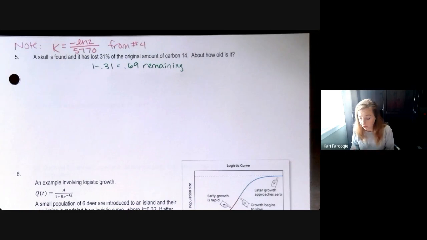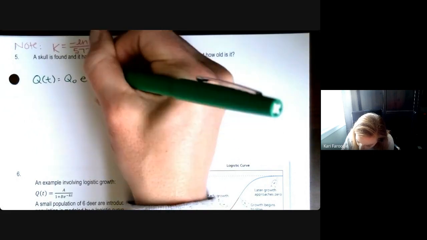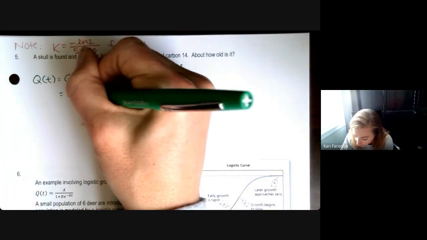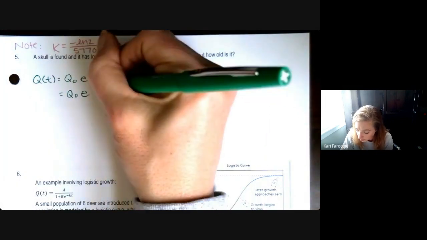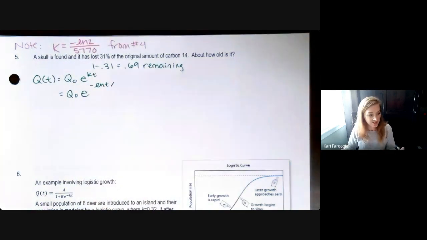Whatever the original amount was, we don't know. So let's go back to our original model and we'll fill in the pieces that we can find. We don't know the final amount. We don't know the initial amount, but we know that what we have is 0.69 of the original amount. So it had some original amount, don't know what it is, times e to the negative ln 2 over t. 2 and t are just too similar.